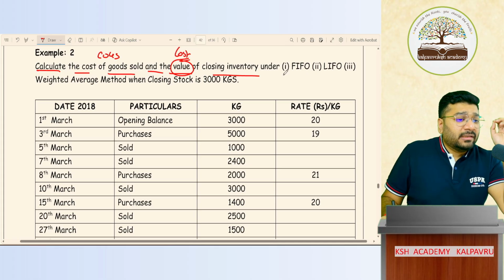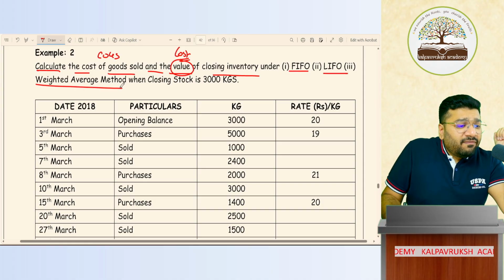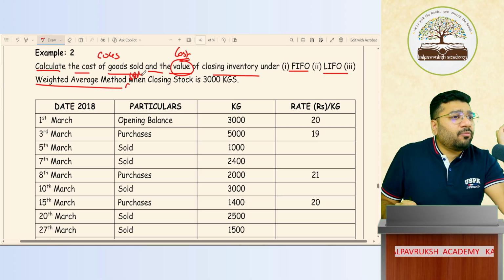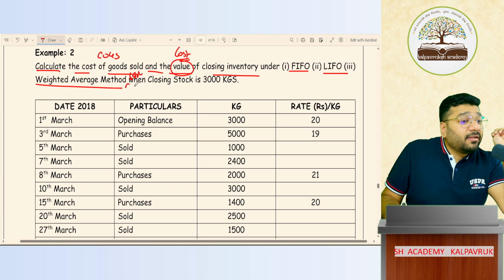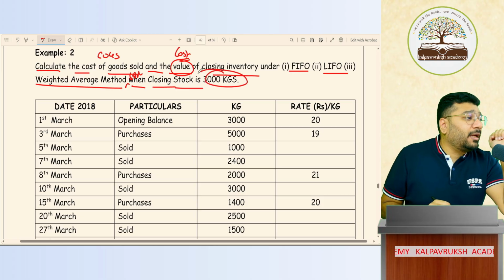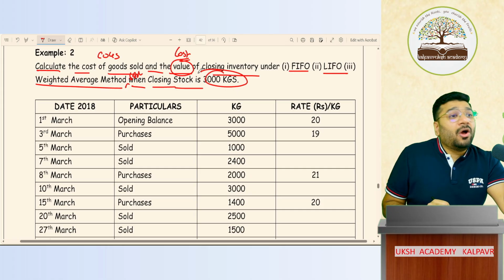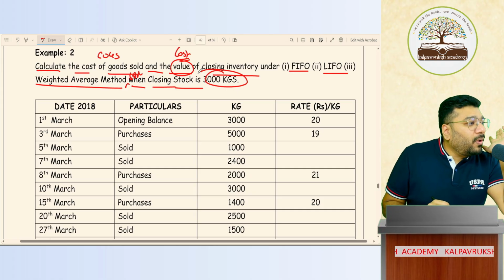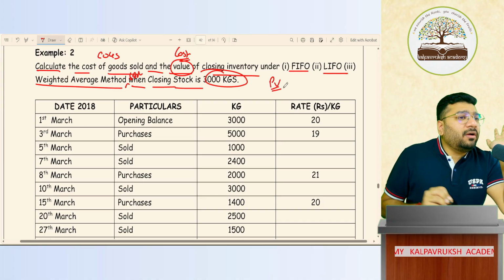Now, they have to value this under FIFO, LIFO, WAM, SAM. All the 4. Put one arrow mark and write SAM. Under all the 4 methods, I want the answer. The closing stock is 3000 kg. How did you get to know the closing stock is 3000? Either by using the periodic method or the perpetual method, you got to know the quantity. Got it? Not got it? Or through physical verification, you got to know the quantity.